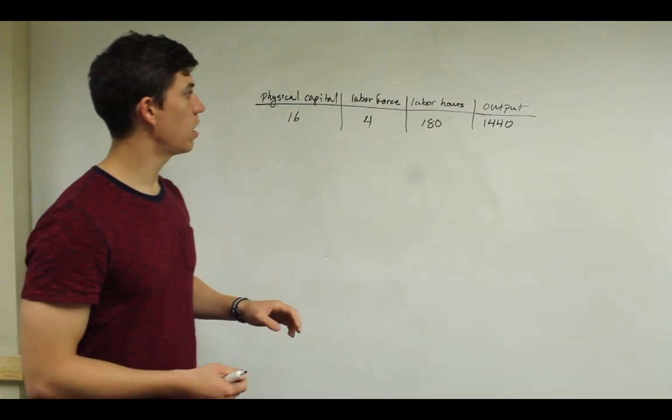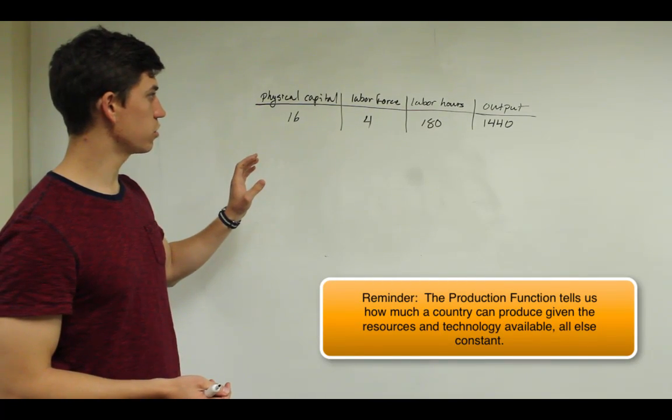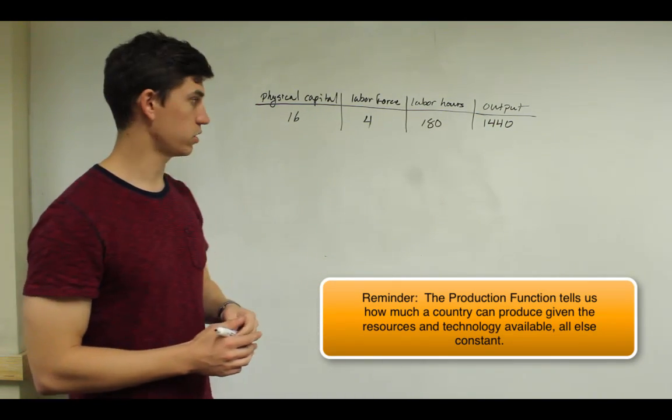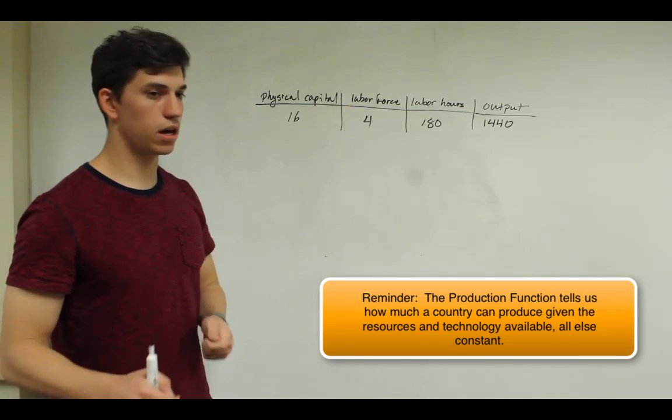Okay, so I'm going to go into it. What I'm basically going to do is show you how you can, given some particular points from a production function, find other variables.